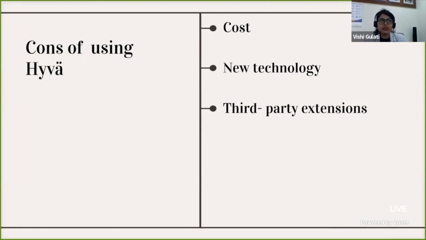Second one is new technology. It's using Alpine and Tailwind, so maybe initially it's painful for us to learn those technologies. Third is third-party extensions. Currently, as we are using third-party extensions, we don't know whether the compat module is available or not. But the way they are working, maybe in the future this will be solved as well.